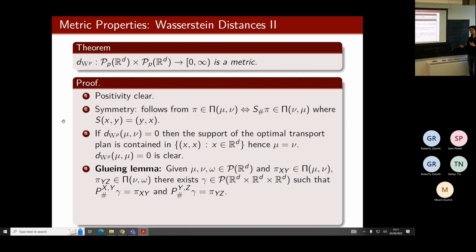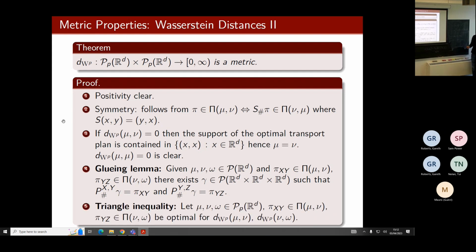This is almost the same as the normal LP triangle inequality, except we have one more step, and this requires the gluing lemma. This says that if we take 3 probability measures in R^d, and we take 2 couplings, so pi of xy is the coupling between mu and nu, and pi of yz is the coupling between nu and omega, then there exists some gamma on the triple product space, such that if I project onto the first 2 marginals, I get pi of xy. If I project onto the second and third marginals, I get pi of yz.